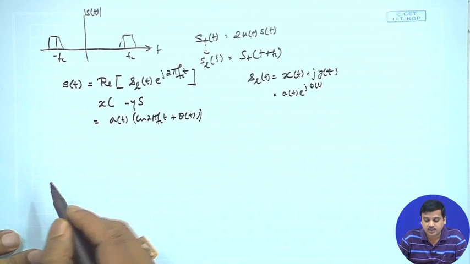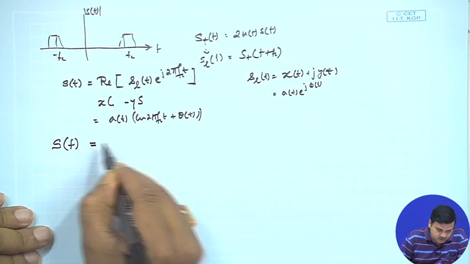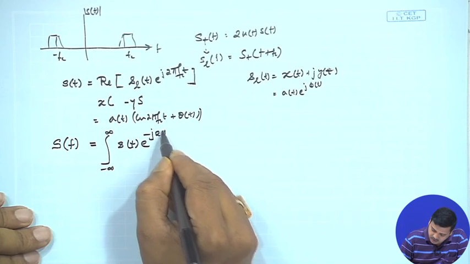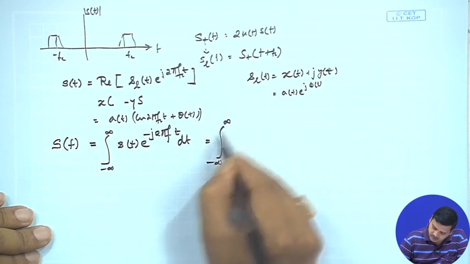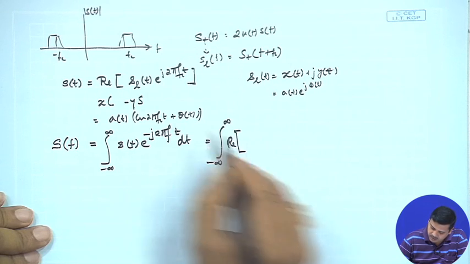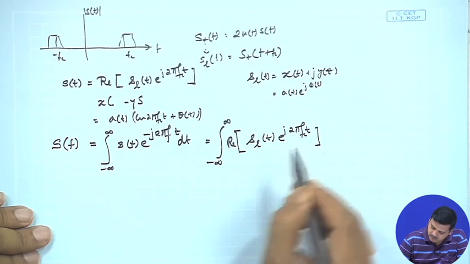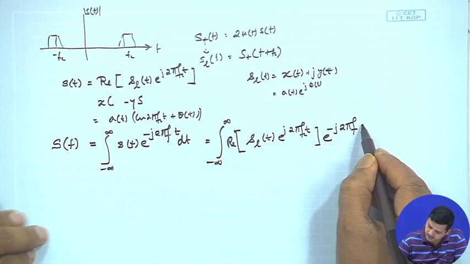So, now after having discussed these things, we would like to look at a few more relationships relating the passband spectrum to the low pass equivalent spectrum. For that, we write S(f) equals the integral from minus infinity to infinity of s(t) e^(-j2πft) dt. This is the Fourier transform of s(t), and here we replace s(t) by the real part of s_L(t) e^(j2πf_c t), times e^(-j2πft) dt.